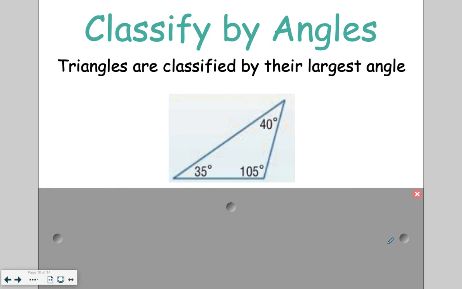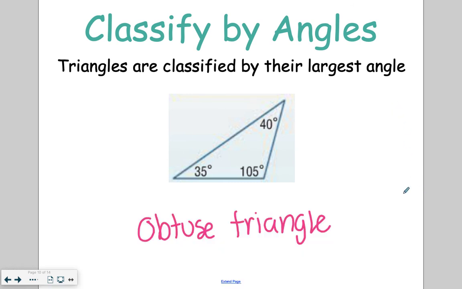Go ahead and classify this triangle on your own. Largest angle is 105, so we have an obtuse triangle.